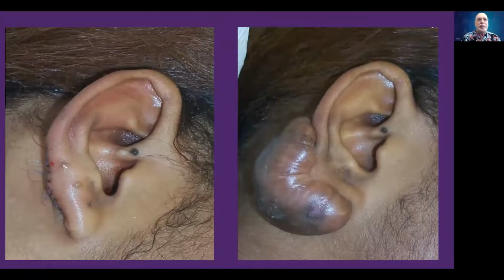What's the clinical problem? Well, on the left-hand side, there was a keloid, which we excised and sutured up. We thought we did a pretty good job. But unfortunately, a year later on the right-hand side, the keloid recurred. And that's the bad news.